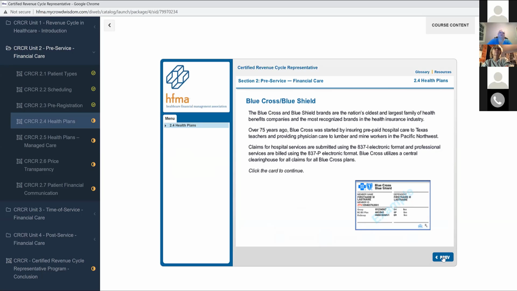Okay, Christina, so let me run through these because I'm kind of stuck with the guide. If I don't hit this card, it won't let me move.